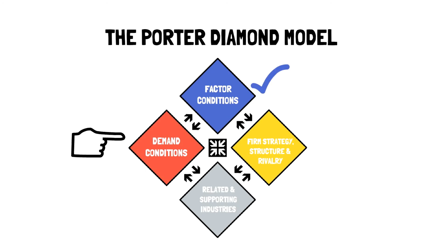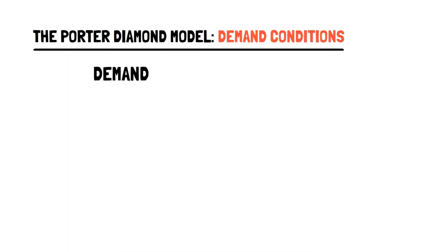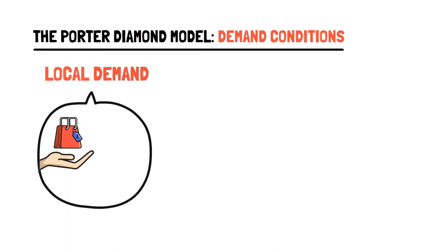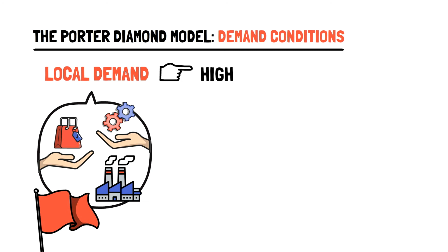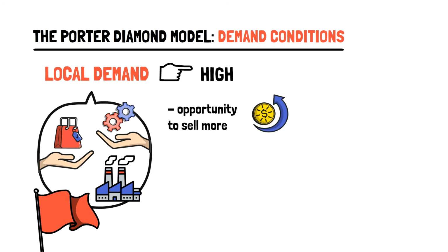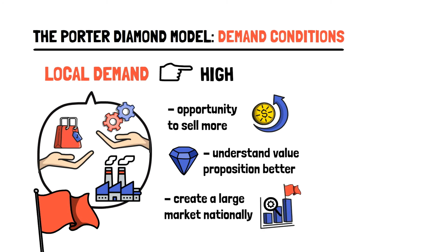Next, let's discuss the second determinant: demand conditions. In this case, the term demand refers to the local demand for products or services of a particular industry in a country. If the home demand is high, an industry has the opportunity to sell more, understand their value proposition better, and create a large market nationally.